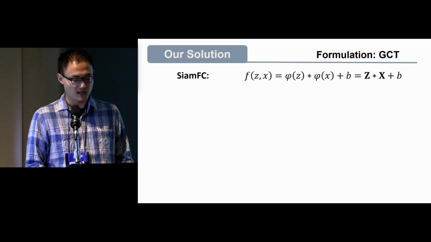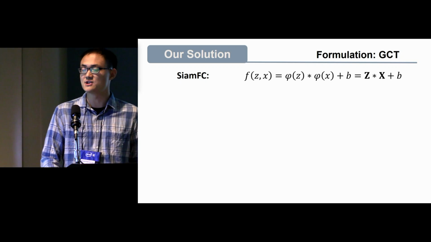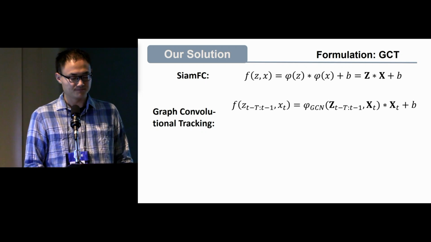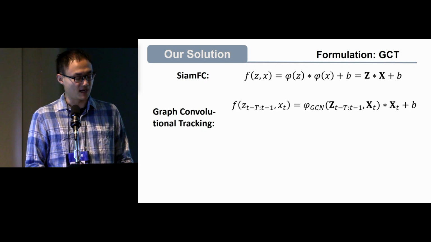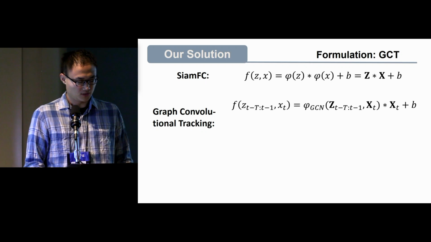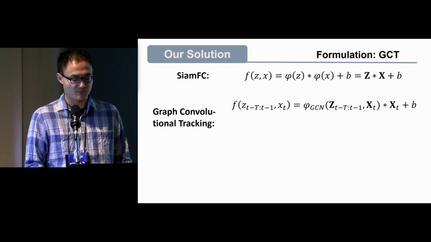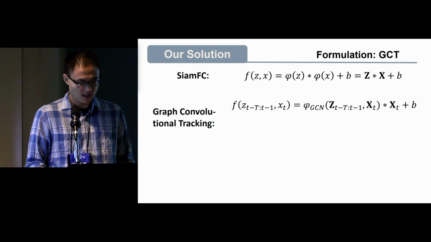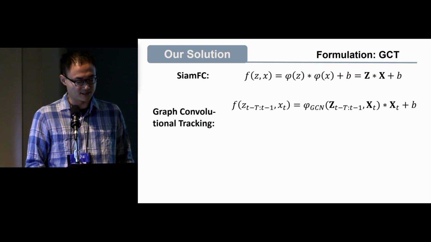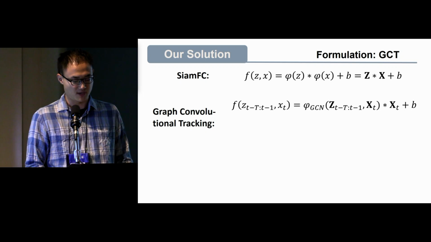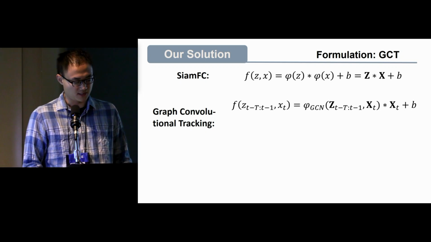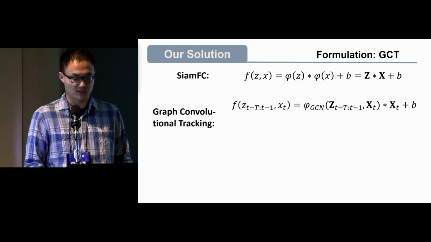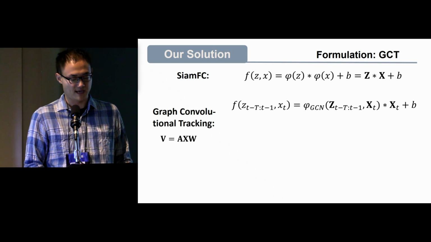We then design a graph convolutional transformation, phi GCN, into the Siamese architecture to jointly consider the spatial temporal appearance modeling, that is z_t minus tau to t minus 1, and the context information of the current search image x_t. The graph convolution is a linear transformation as the multiplication of the graph signal x with the filter w under the graph adjacency matrix A.